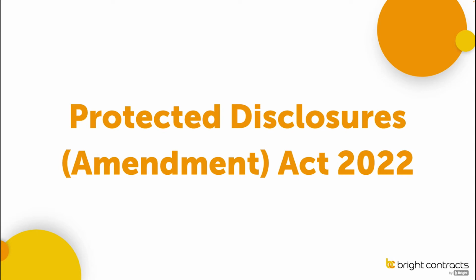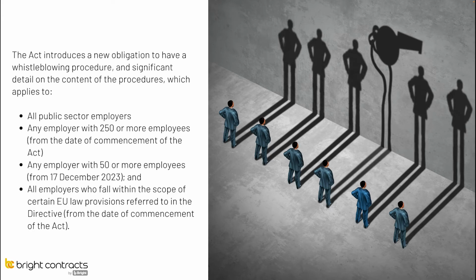And lastly, we come to our final topic, which is the Protected Disclosures Act 2022. So this act introduces a new obligation to have a whistleblowing procedure and significant detail on the content of the procedures. And this is going to apply to all public sector employers. Public sector employers were already obliged to have a whistleblowing procedure, but that obligation has been amended significantly now due to this act. It also applies to any employer with 250 or more employees, and this is from the date of commencement of the Act.